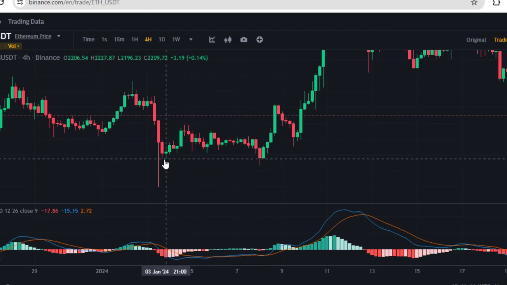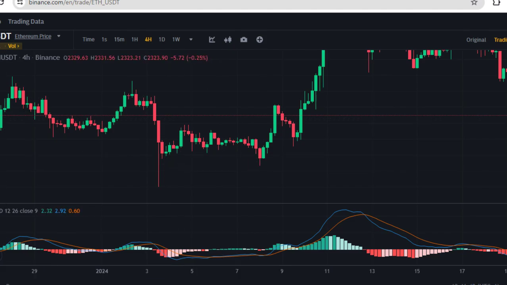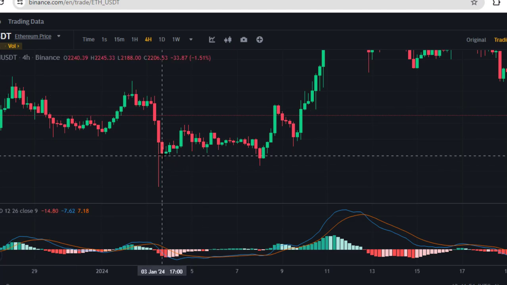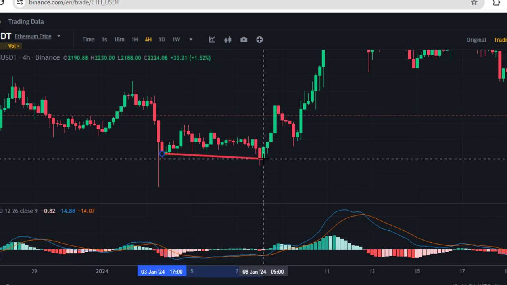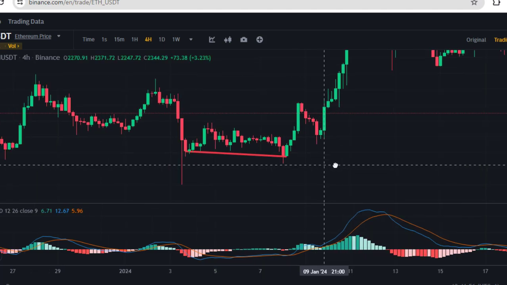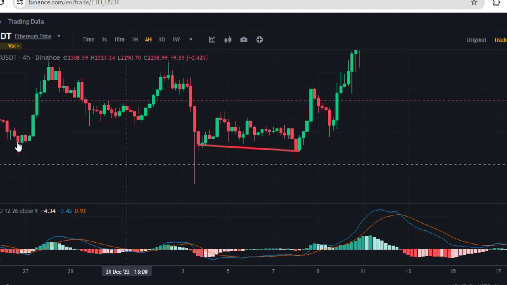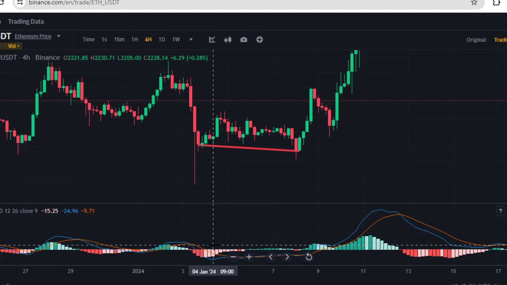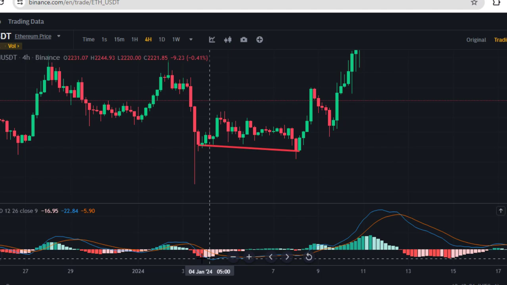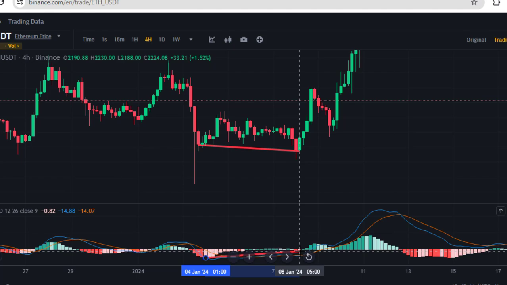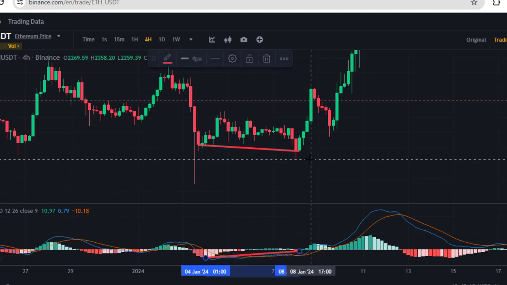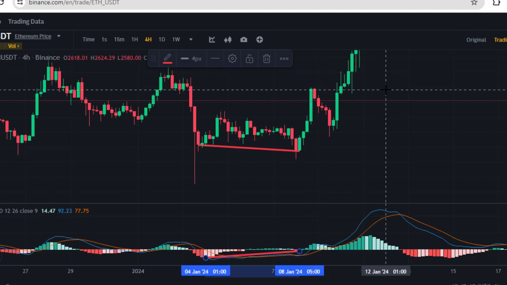So at this point, we see a divergence. If you connect these 2 points on the price action from this area right here to this point, you see the market is sloping downward on the price action. If you connect the same points on the MACD histogram, the market is sloping upward. So there is a divergence, and this divergence is a bullish divergence, which means the market is going to move to the upside.